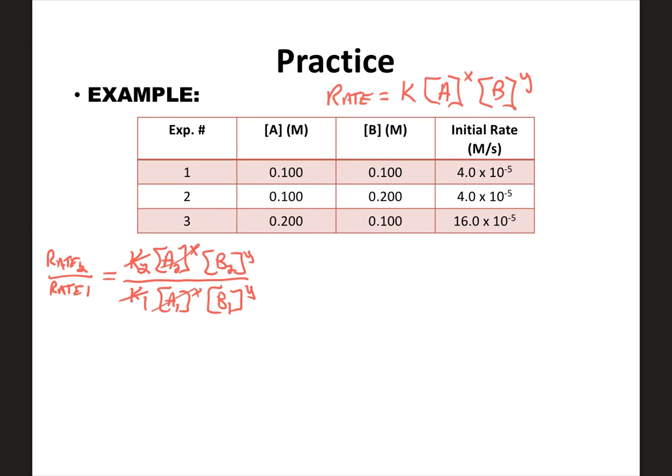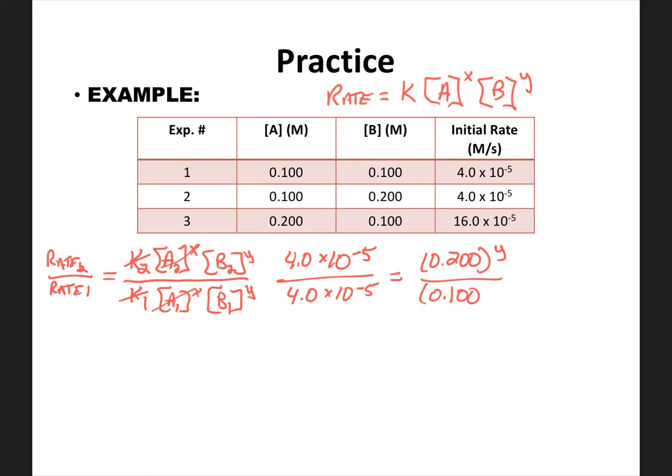When I plug in the information that's left, the rate info and the concentration info for B, I get 4.0 times 10 to the minus fifth, all over 4.0 times 10 to the minus fifth, equal to the concentration. Be careful here, experiment 2 is on top, so the concentration of 0.200 to the power of Y, all over 0.100 to the power of Y. Essentially what I get here is when you divide the rate data, you get 1 equal to 2 to the power of Y.